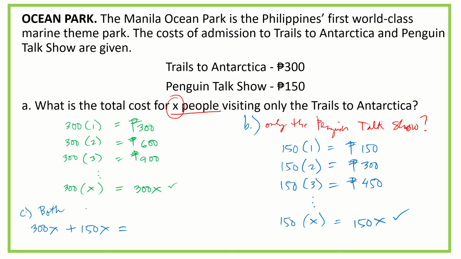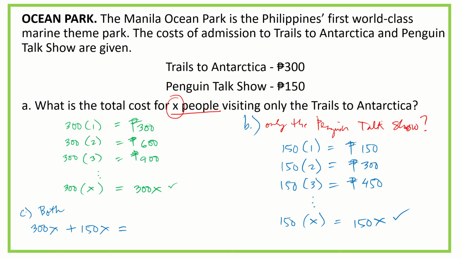So if there's only one person who will be visiting both, we replace x with 1. So 300 times 1 plus 150 times 1. So 300 plus 150, you will get 450 pesos. If there are two persons involved, we replace x with 2. 300 times 2, 600. 150 times 2, 300. And we add them, 600 plus 300. So all in all, it's 900. So in other words, this one represents the total cost if a person will visit both.